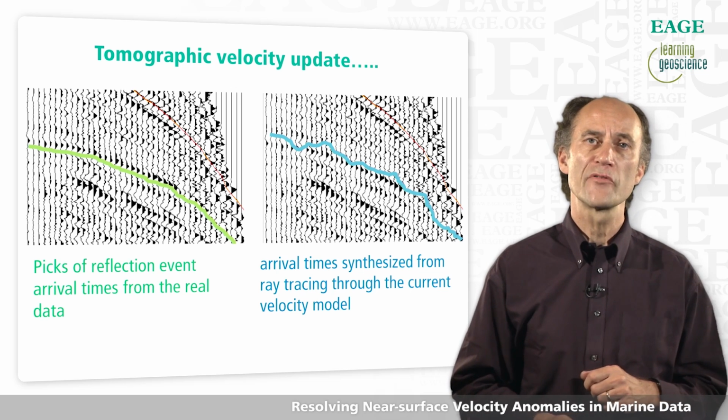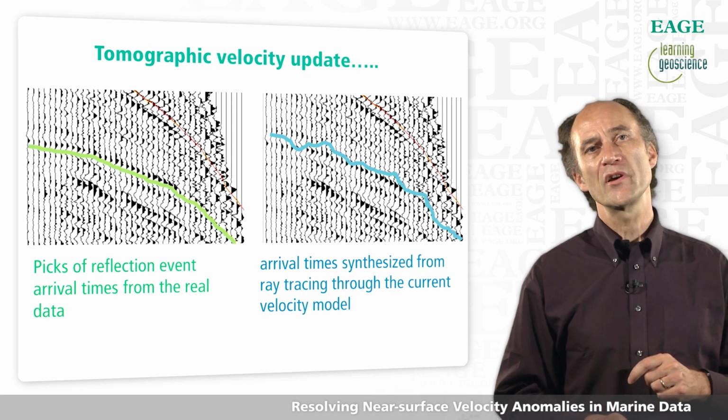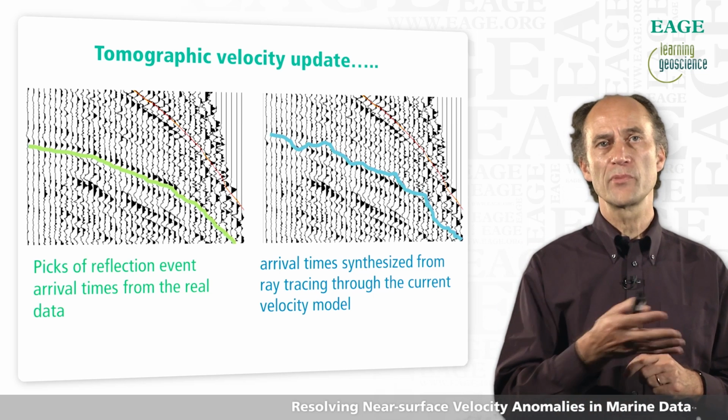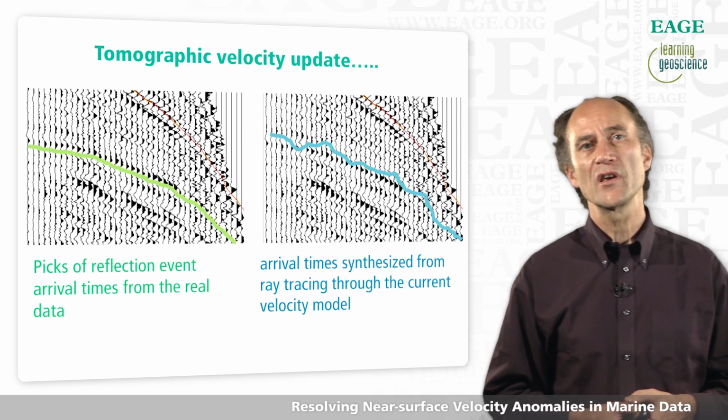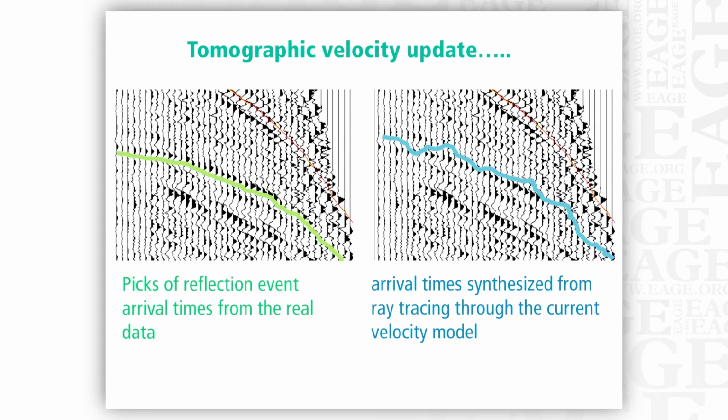So how do we set up tomographic solutions? Essentially, for the ray-based technique, you're going to auto-pick reflections you see in your data. For example, in that green trajectory, we're picking the move-out that we actually see in data. And this is an example of tomography based on unmigrated data. What you then do is take your current velocity model, ray trace through it for the acquisition geometry you have, and look at the computed travel times, and that's the blue curve. You're then going to set up a tomographic solution to minimize the difference between the observed and computed travel times in order to update the model.